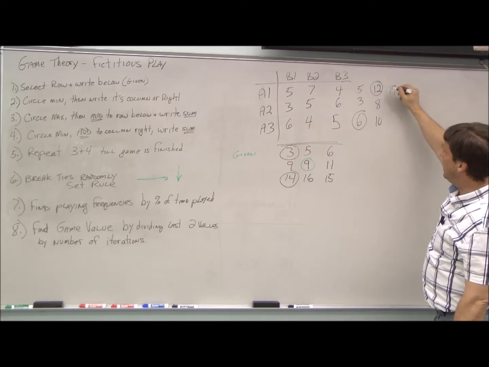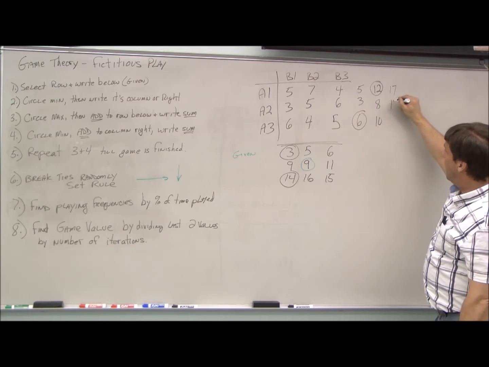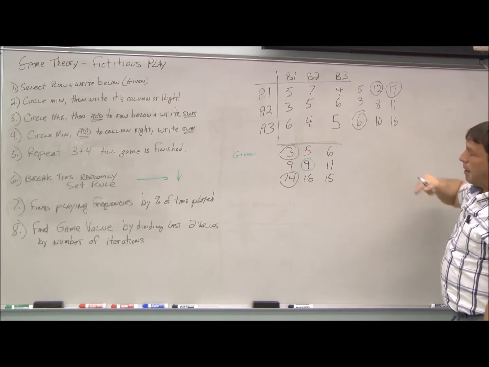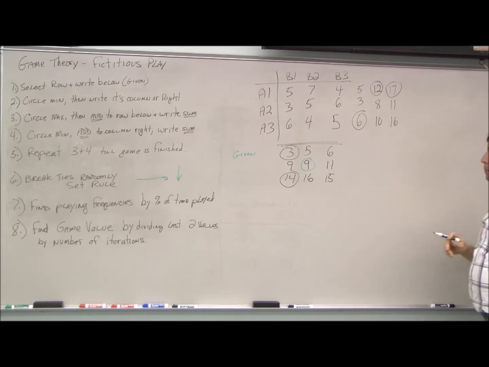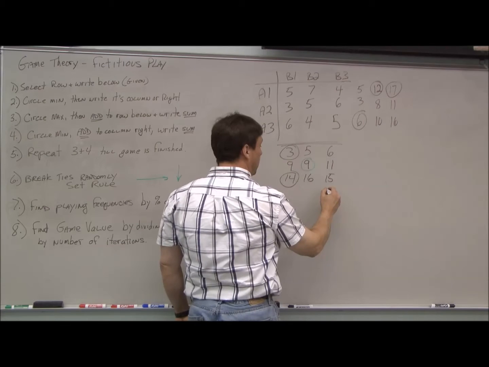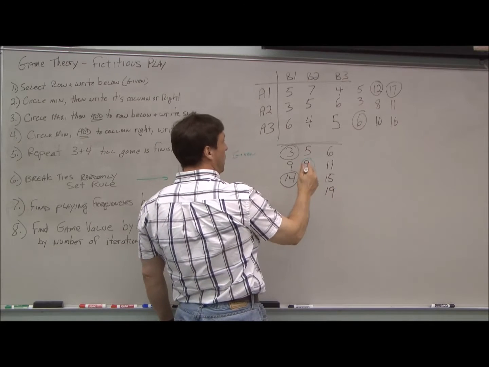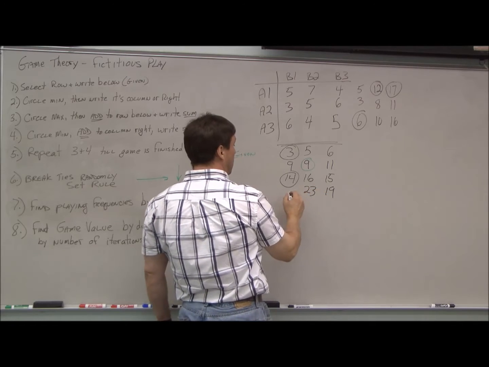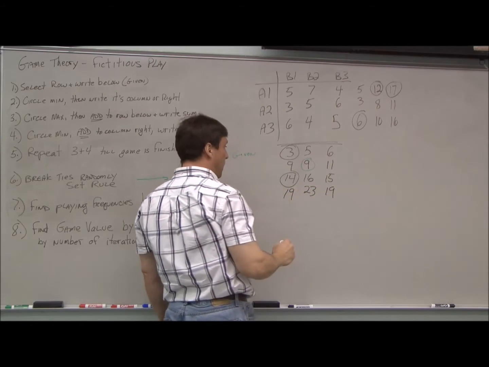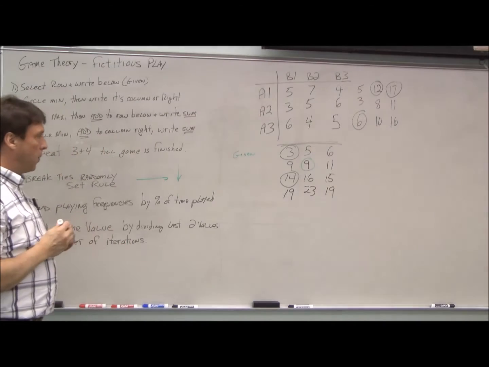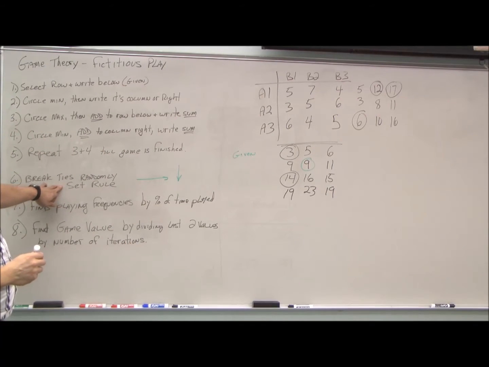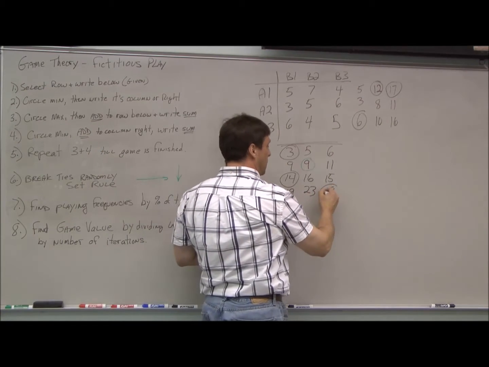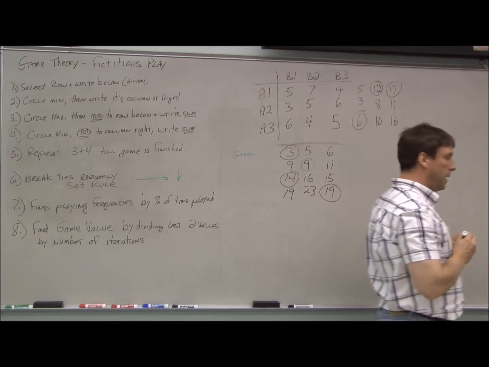So I have 17, 11, and 16. I have the maximum, I circle that. 4 plus 15 is 19. 7 and 16 is 23. And 19. Again, we go back to our rule here. To break ties, we set the rule that we're going to the right. So I'm going to circle 19 there.